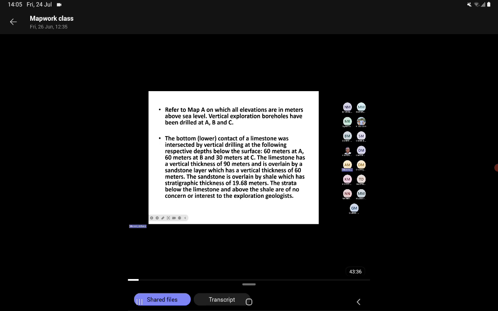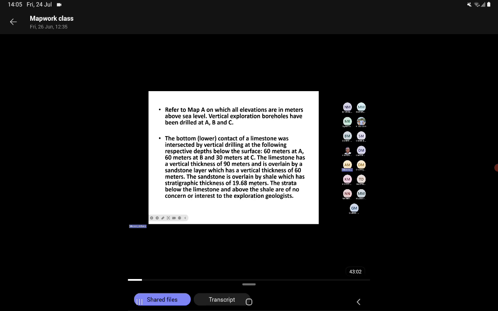That's the sad part. So in this case, they had a bottom contact of limestone that was intersected by vertical drilling at 60 meters at A, 60 meters at B, then 30 meters at C. The limestone had a vertical thickness of 90 meters, and then it is overlain by sandstone, which has a vertical thickness of 60, and the sandstone is overlain by shale, which has a stratigraphic thickness of 19.68 meters. So that was the background they were given.